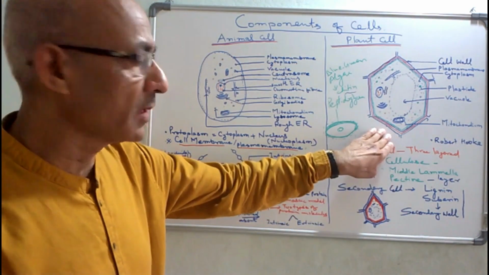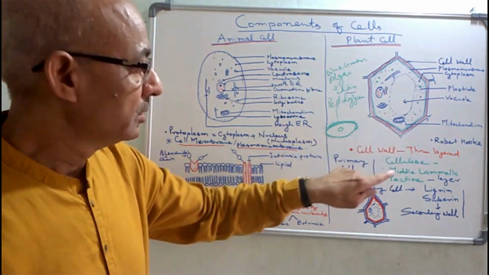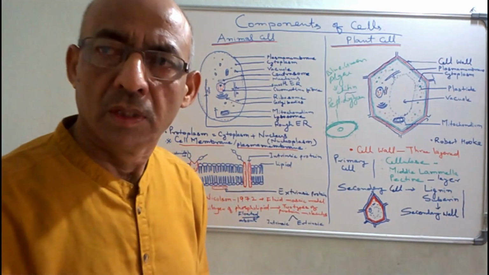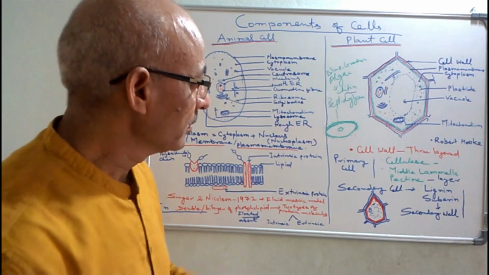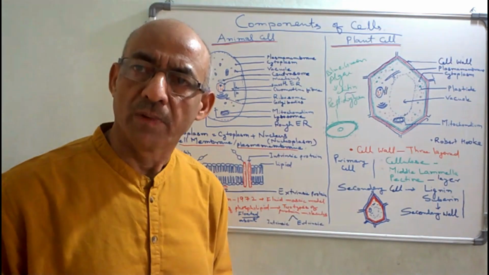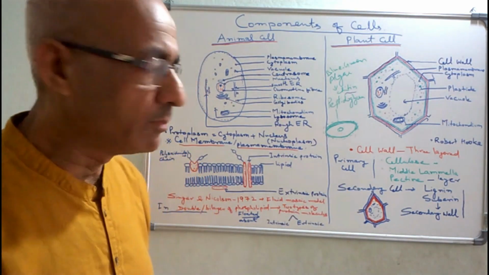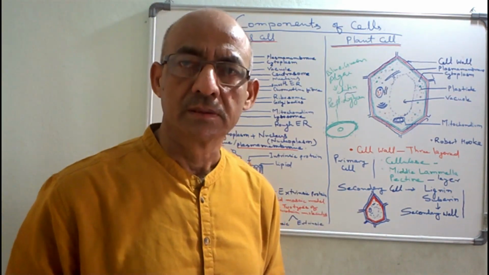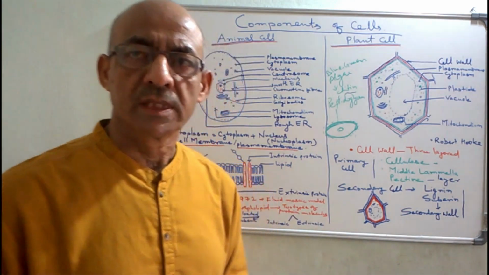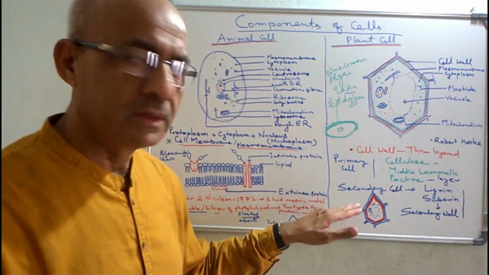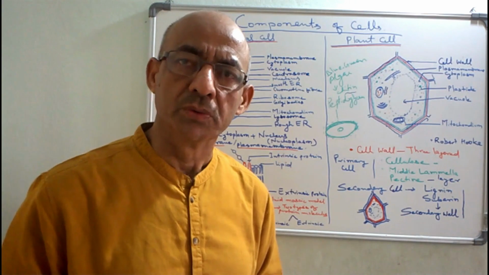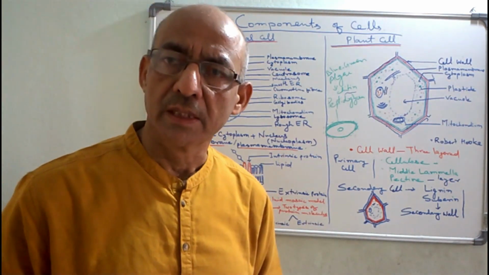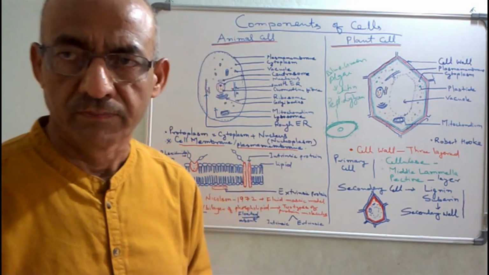Now, in the case of plants, we will discuss some important information. When the cells of a plant get mature, they are called secondary cells. When we discuss the tissues, we will discuss in detail what the secondary cells are and why they are called secondary cells.